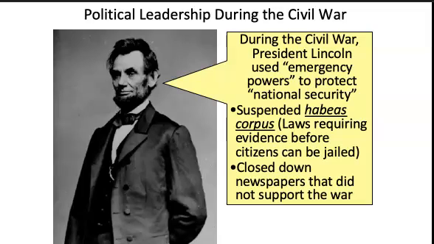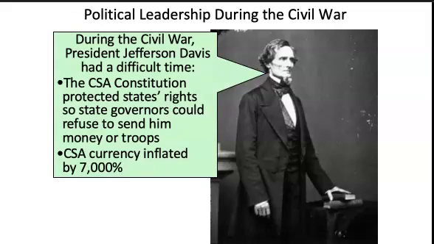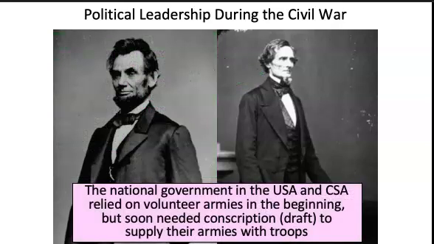Now, on the other hand, in the South, the political leadership was led by Jefferson Davis. He also had a really, really difficult time. The Confederacy's Constitution protected states' rights. Governors could refuse to send troops or money, and oftentimes they did. Georgia refused to send troops to the front many times, and the currency of the Confederacy inflated 7,000%. It basically became worthless. In terms of both their armies, though, both national governments of the USA and the Confederacy relied on volunteer armies in the beginning, but soon switched to conscription or drafts to supply their armies with troops.